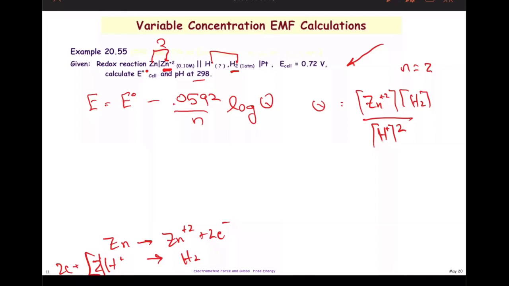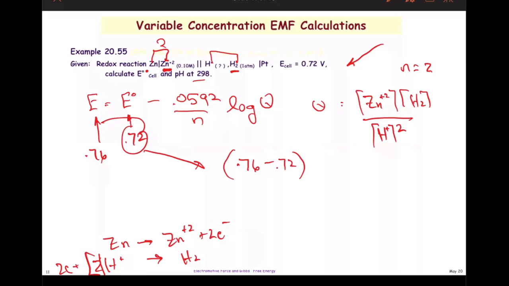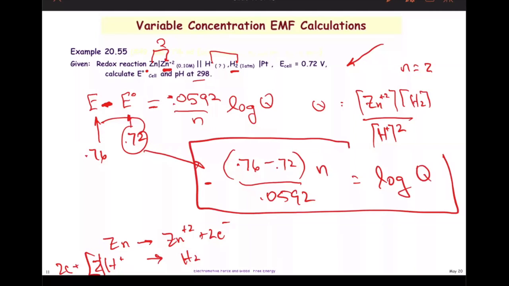So we have this. Okay. So we can easily do 0.76. I'm going to bring this over to the other side, minus 0.72. When I bring this over to this side, that becomes equal, and there's a negative in front of that. So I'm going to put the negative in front of that, and then that's times n over 0.0592 equals log Q. That's just simplifying the math.